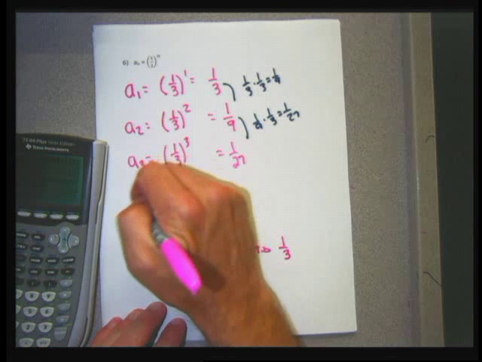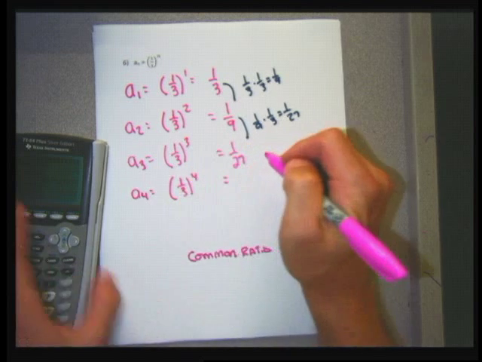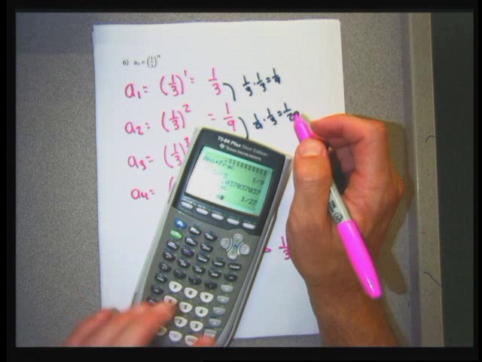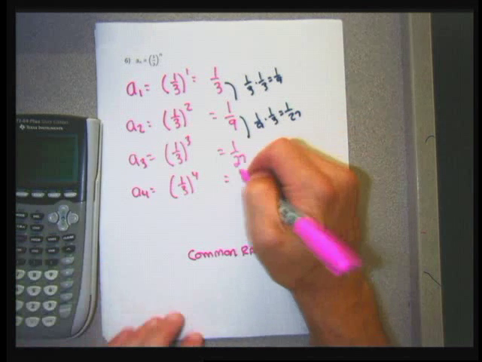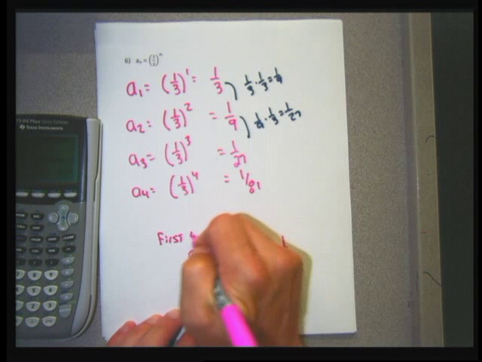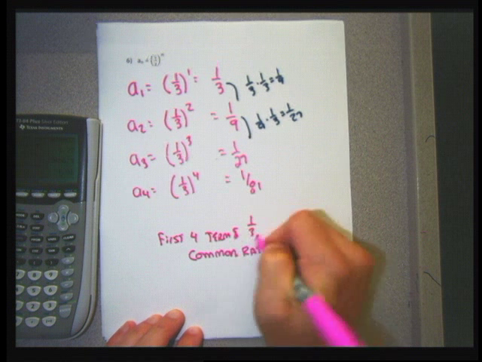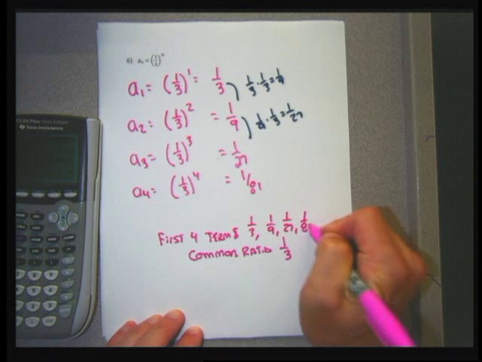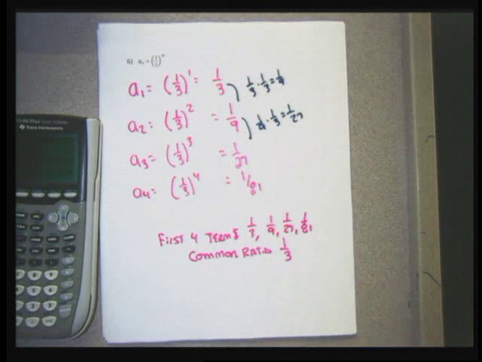And then a sub 4 is going to be 1/3 to the fourth power, and cheating again, 1 divided by 3, up arrow 4, enter, math enter, and that's 1/81. So the first four terms of this sequence are 1/3, 1/9, 1/27, and 1/81. The common ratio is 1/3 because to get from one term to the next, you have to multiply by 1/3.